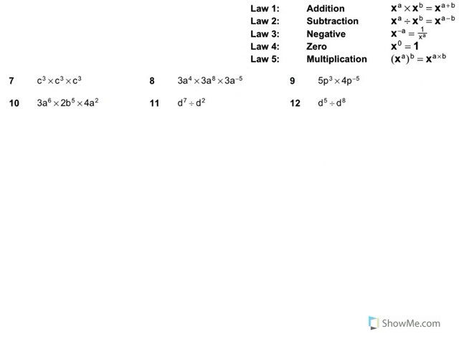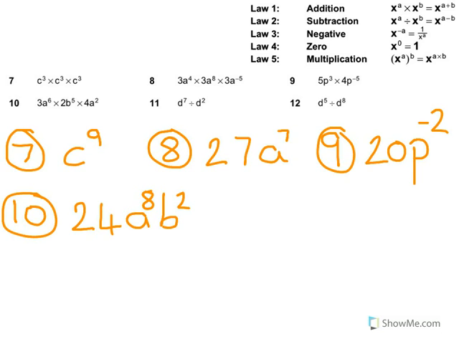Let's try some more. Have a go at question 7, 8, 9 and 10. I'll give you the answers in just a second. There's the answers to question 7, 8, 9 and 10. Question 7 is straightforward. Question 8, 3 times 3 times 3 gets you the 27. In question 9, 5 times 4 gets you the 20. Be careful, because you get 3 take away 5, so it's minus 2. In question 10, be really careful. There was a b squared in there, so we can't do anything with that. There's a b squared on the end, and we can use the indice rules for the a to the power of 6 and a to the power of 2.